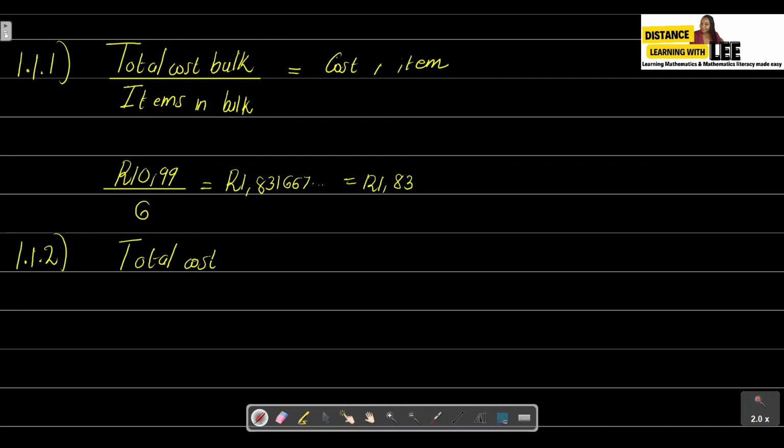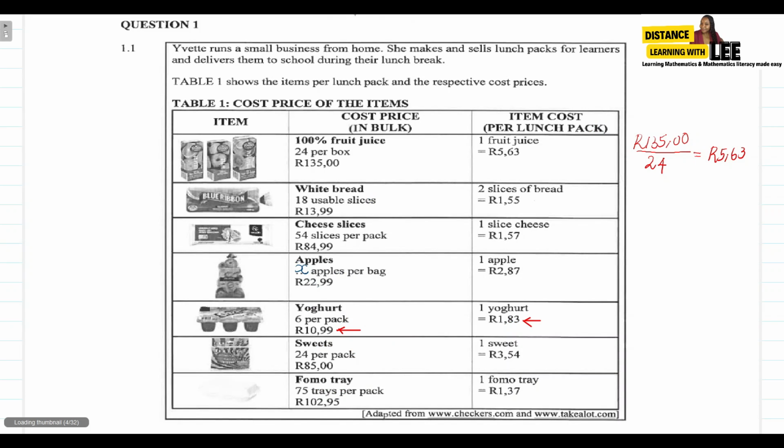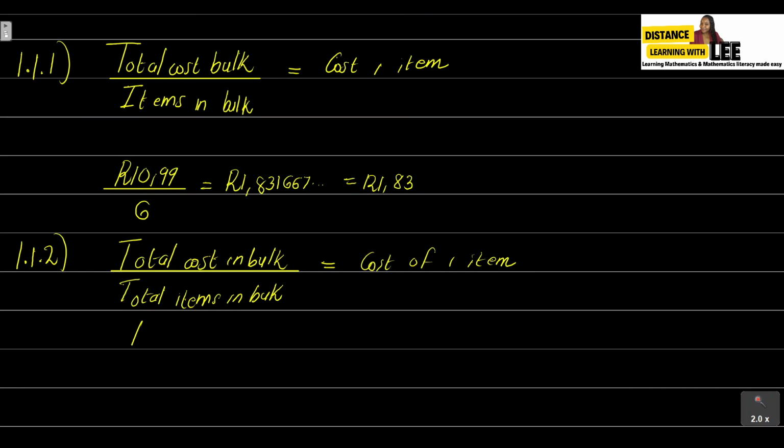Total cost in bulk for the apples divided by the total items will give us the cost of one item. When it comes to the apples, we are given the total cost in bulk. Let's go back. We are told that these apples in bulk cost 22 rand and 99 cents. So we're going to say 22 rand and 99 cents, divided by the total items in bulk.